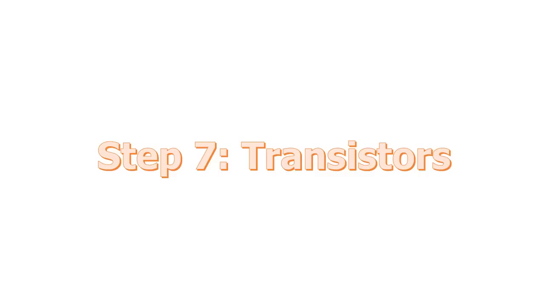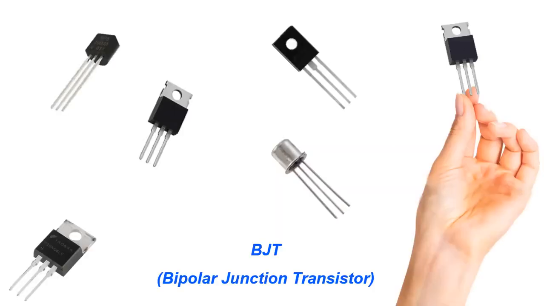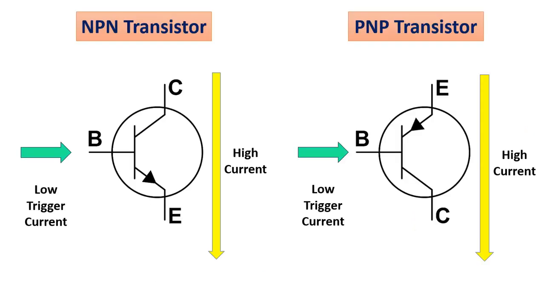Step 7. Transistors. A transistor takes in a small electrical current at its base pin and amplifies it such that a much larger current can pass between its collector and emitter pins. The amount of current that passes between these two pins is proportional to the voltage being applied at the base pin. There are two basic types of transistors, which are NPN and PNP. These transistors have opposite polarity between collector and emitter.